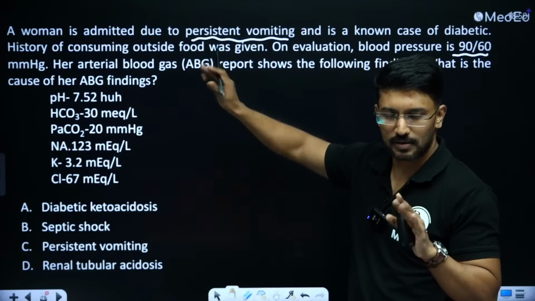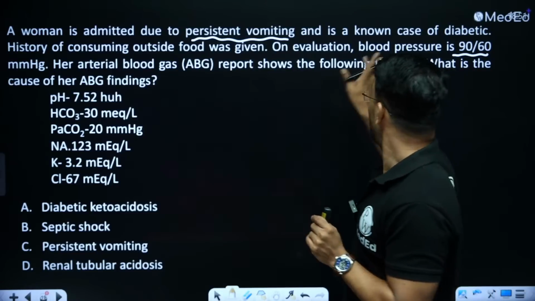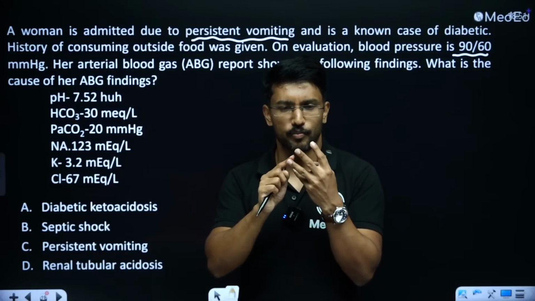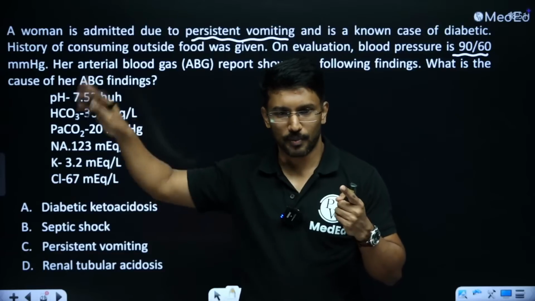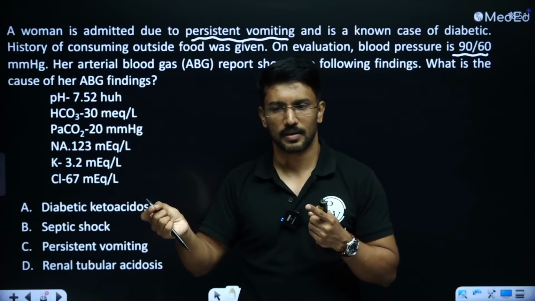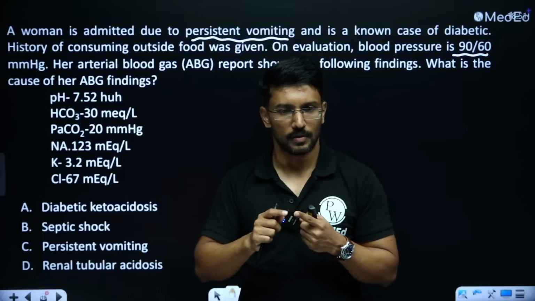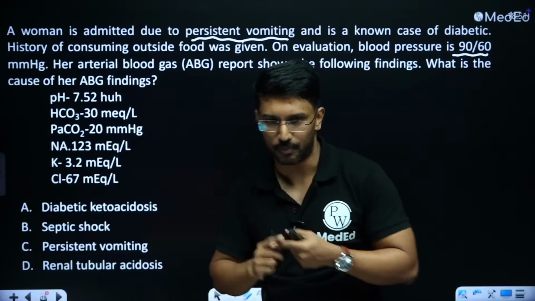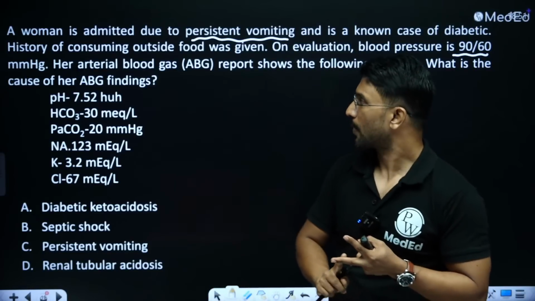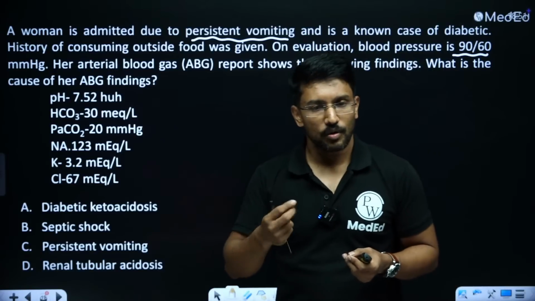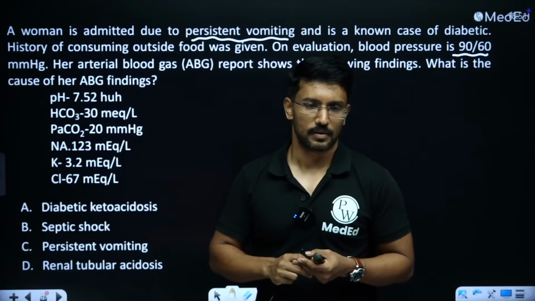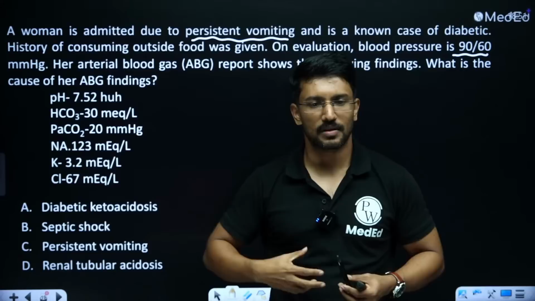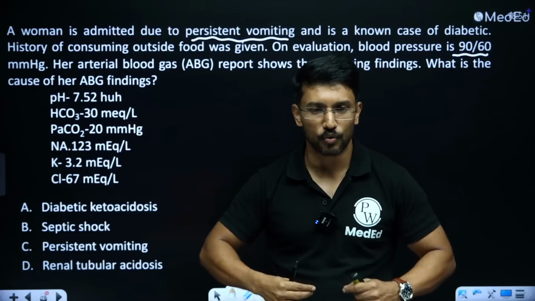Because we're talking about diabetes, patient is having persistent vomiting and she is in hypotension as well. So there are three things: diabetes, vomiting, hypotension. Can diabetes directly, without vomiting or hypotension, lead to some ABG abnormality? Yes. Why? Because diabetic ketoacidosis can happen, right? Good. Then second, can vomiting lead to some ABG abnormality? Yes, when we vomit, we are throwing out the gastric content. And what is the major substance in the gastric content? Hydrochloric acid.